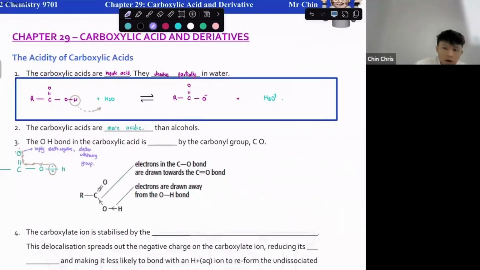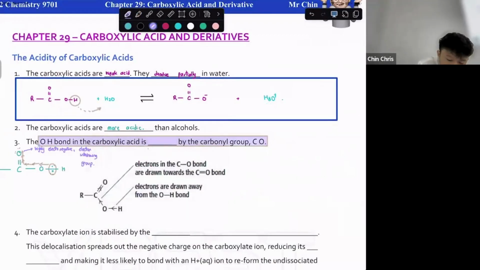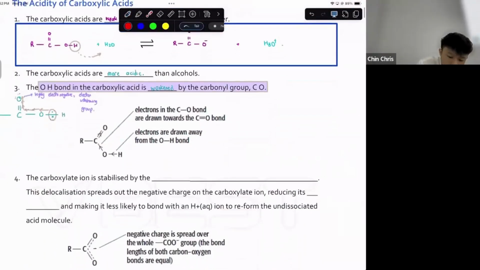So the OH bond in the carboxylic acid is weakened by the carbonyl group. Can you see the electrons being drawn towards the O? So carboxylic acids are more acidic because the OH bond is weakened by the electron withdrawing group, so it's easier to break.